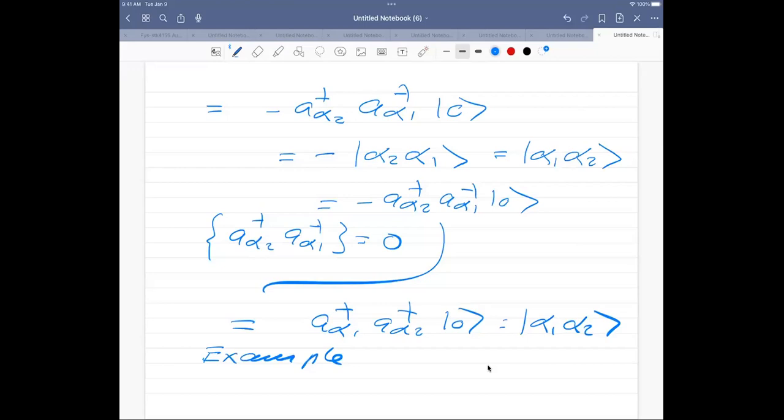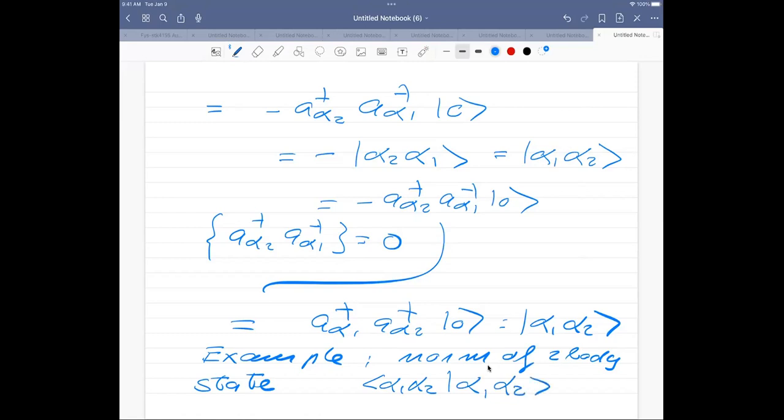So let's look at an example where we calculate the norm of a two-body state. So what we are having now is a state alpha 1 and alpha 2, and we want to calculate the inner product of this state here. So if these are normalized, this should be equal to 1. That's ideally what we want to show now. So let's write it out and then try to develop the strategy which will then show us how we can reach Wick's theorem and how we can use Wick's theorem to simplify these calculations here.